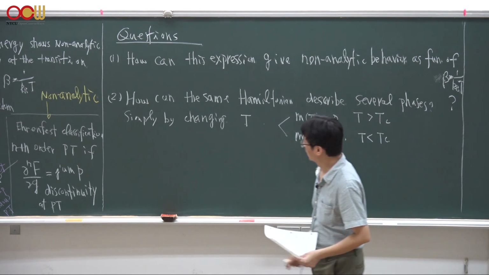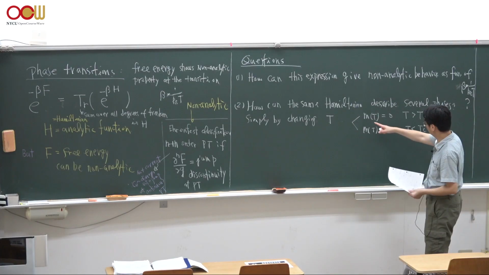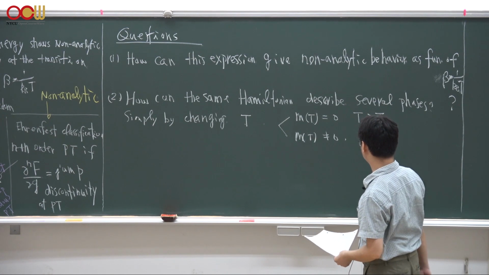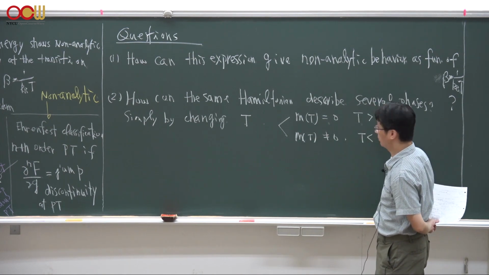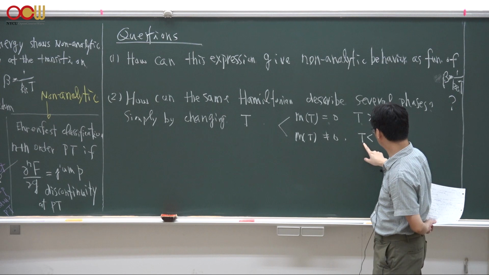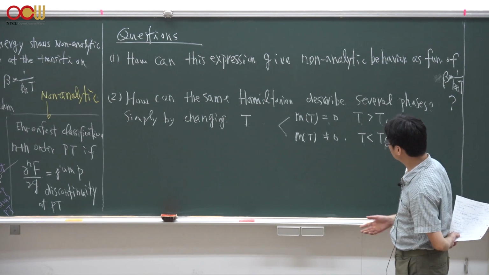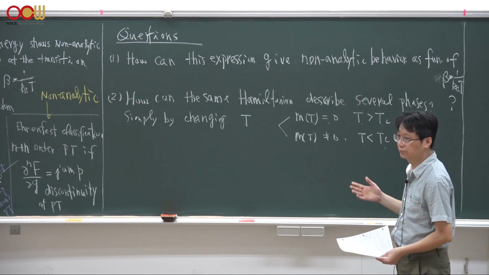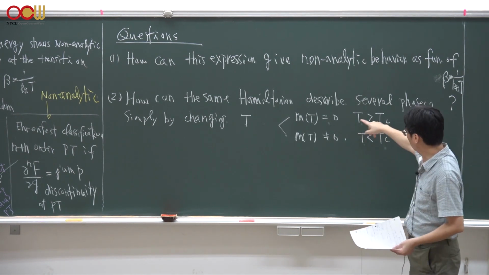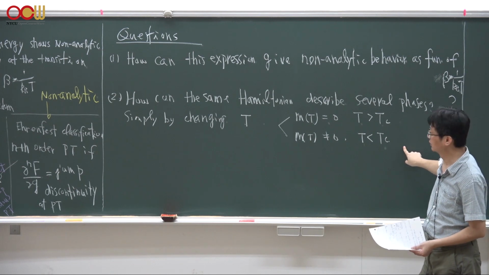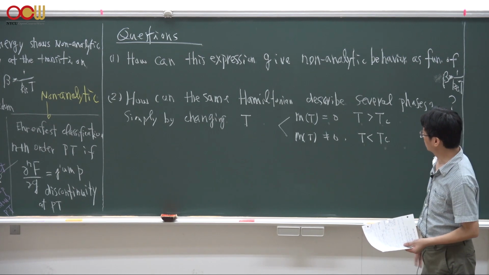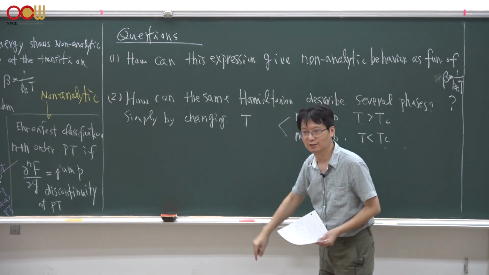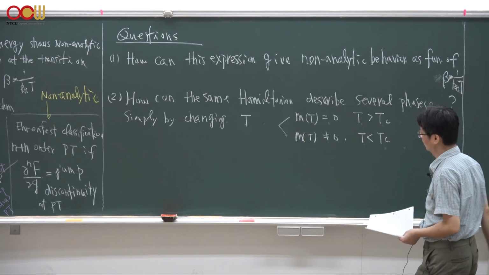Okay, so we are using the same Hamiltonian. The solution of this problem shows that the magnetization is 0 when temperature is above Tc, but non-zero when temperature is below Tc. We are using the same Hamiltonian, but this Hamiltonian describes several phases, at least two phases, the high temperature phase and the low temperature phase. The way that we tune the system to this high temperature or low temperature phase is by changing the temperature. How can this be done or achieved?